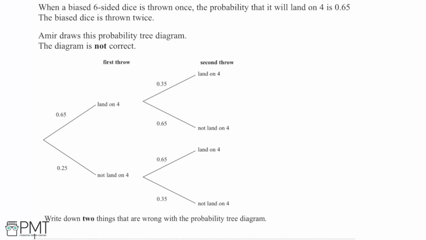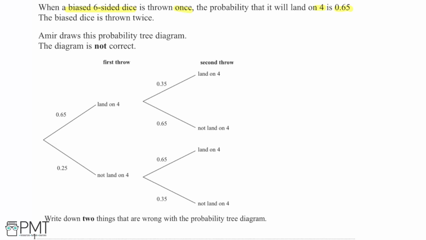So in this question, we're told that when a biased six-sided dice is thrown once, the probability that it will land on 4 is 0.65, and we're told that this dice is thrown twice. Amir draws this probability tree diagram, and the diagram is not correct.